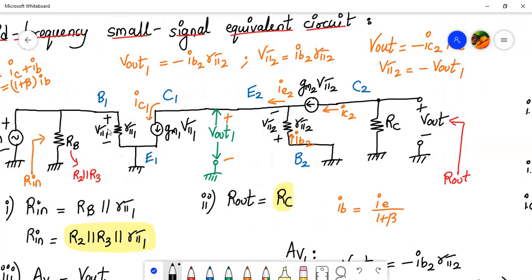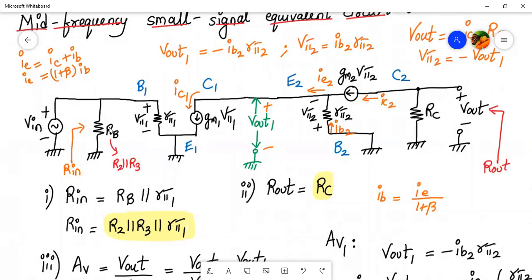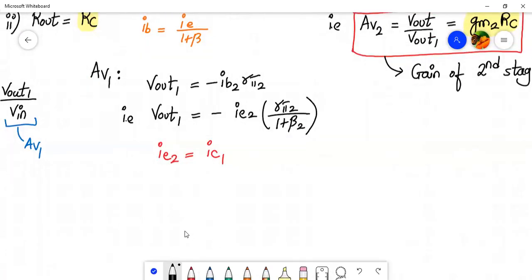And what is V pi 1? V pi 1 is same as V in. As you can see, they are in parallel. So we'll write this as IC1, which is equal to GM1 into V pi 1. And your V pi 1 is nothing but V in. So finally, we can write the output expression as follows.